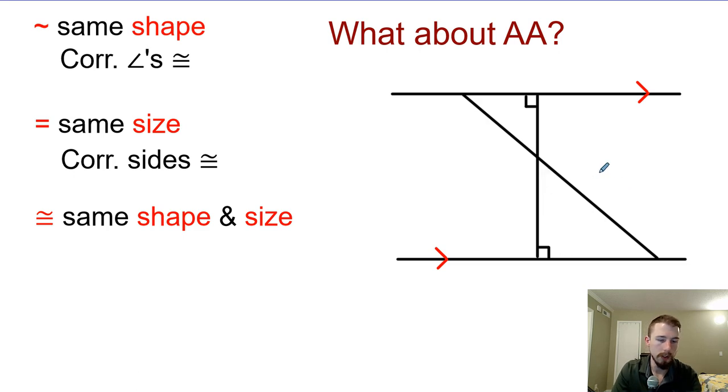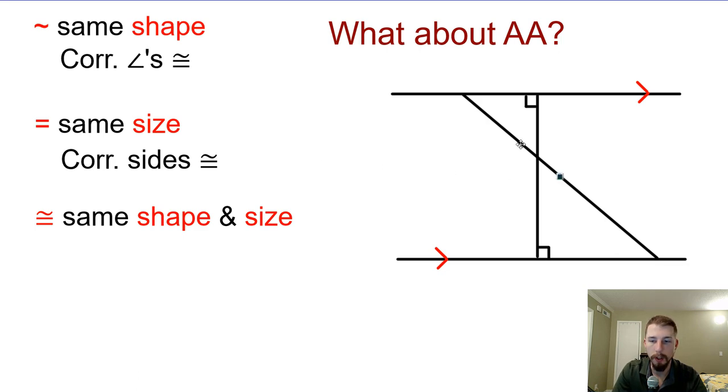Okay, so once we know that the angles are all the same, are these triangles congruent? Well, no. They have the same shape, right? They're both the same right triangle, which comes from the corresponding angles. So they are similar to each other, but they're not congruent because they don't have the same size.